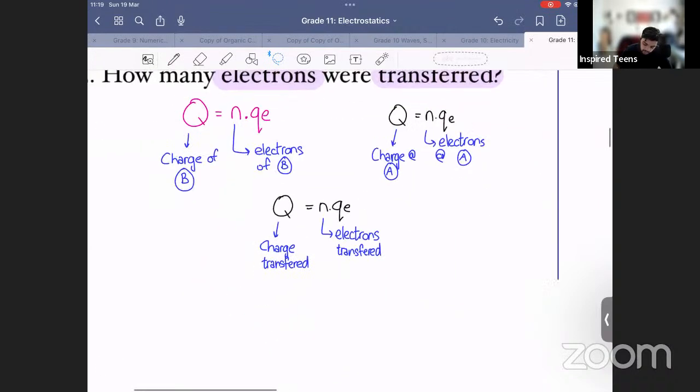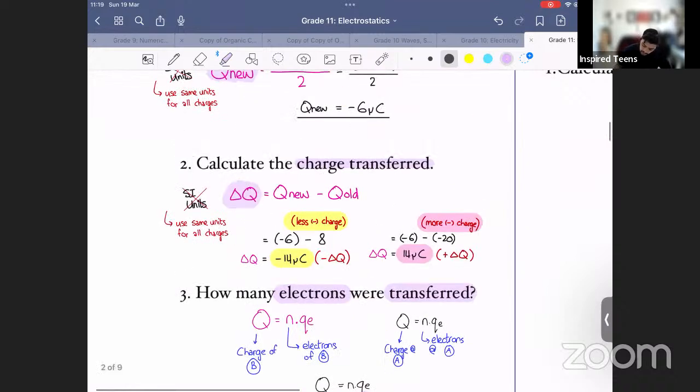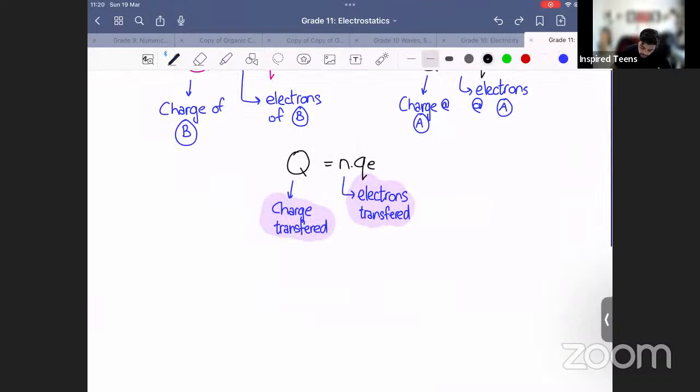If we want the amount of electrons transferred, we're going to need the charge transferred. So the charge transferred, oh wow, we actually got it from the previous question. Now remember the previous question, I said we could get a negative answer and a positive answer, just depending on which one we use. So both would work if you carry it over to the next one, because this formula requires us to use delta Q, change in charge. Delta Q is equal to N times QE, because this is the change in charge or the charge transferred, and it's going to give us the amount of electrons transferred because they always match.